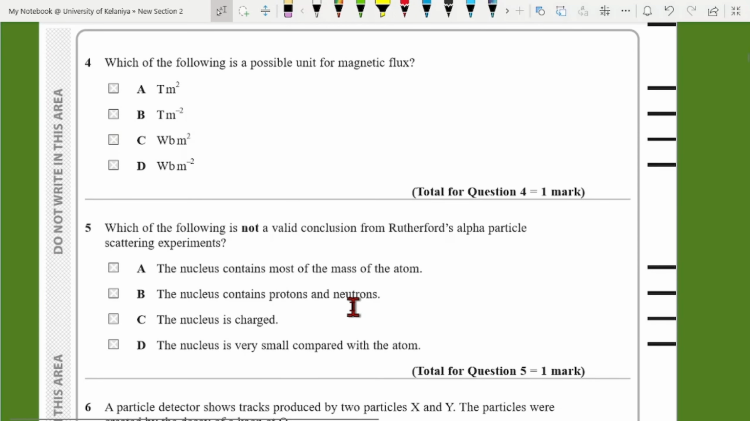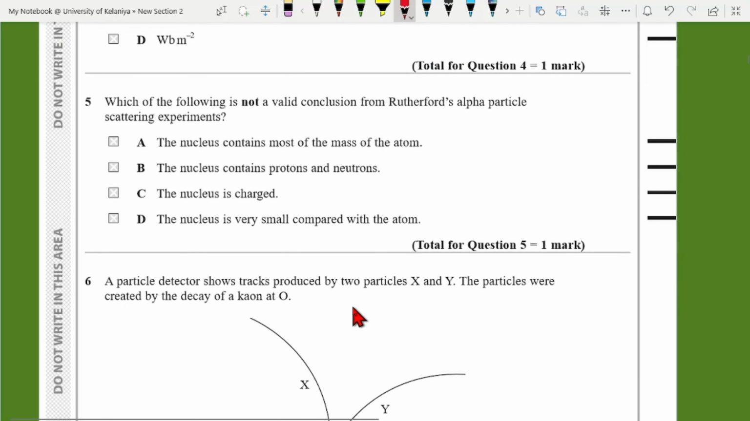Here, which of the following is a possible unit for magnetic flux? I hope you remember the equation for magnetic flux. It is B times A. So you measure magnetic field strength in Tesla, T, right? A is square meters, so you will get the units of magnetic flux as Tesla square meters. So the answer is A, right?